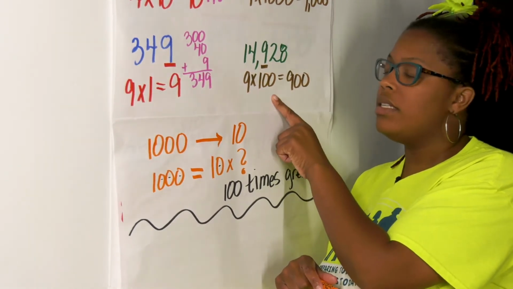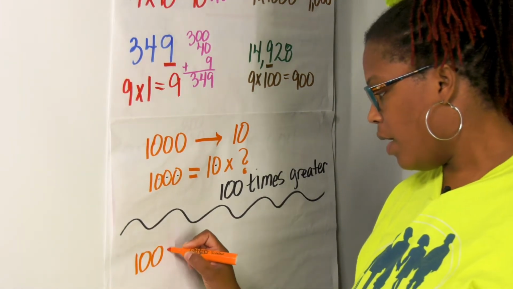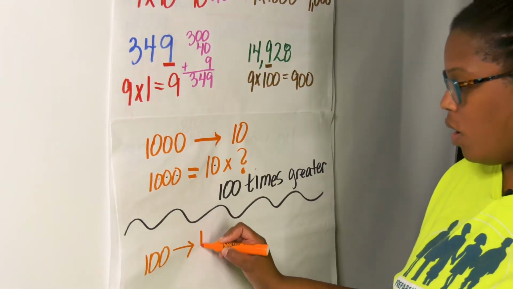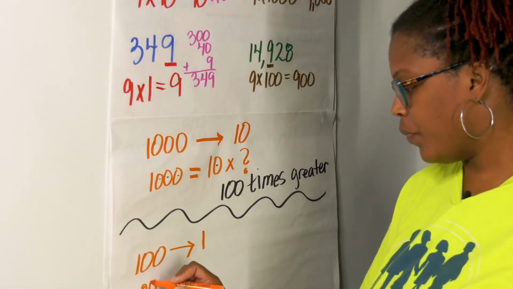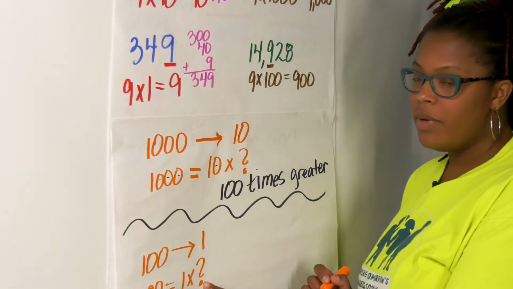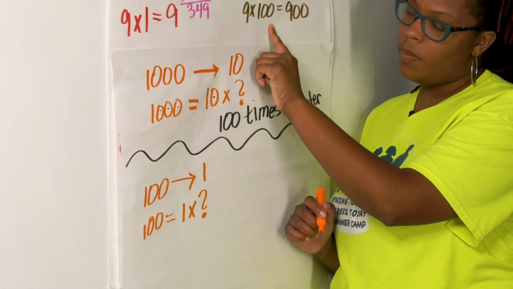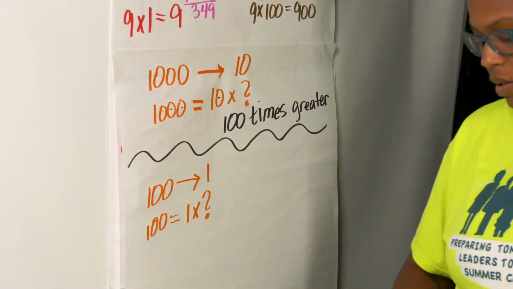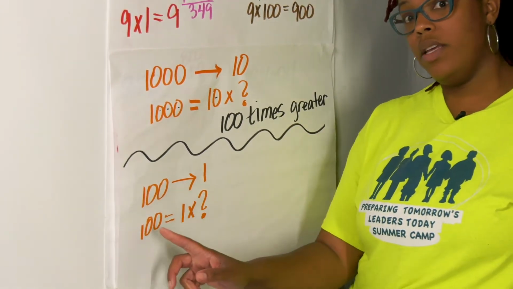This 9 is in the hundreds place. So 100, and then this 9 was in our ones place. Okay, so we want to know 100 is 1 times what number? How many times greater is 9, I'm sorry, in this number compared to 9 in that number? So let's ask ourselves, what can I multiply by 1 that would give me 100?